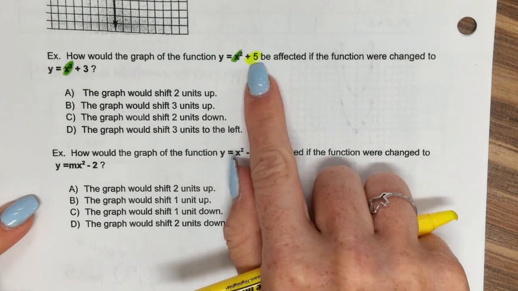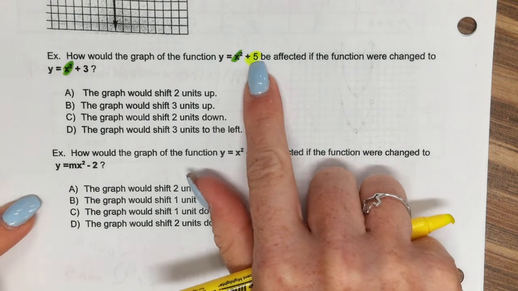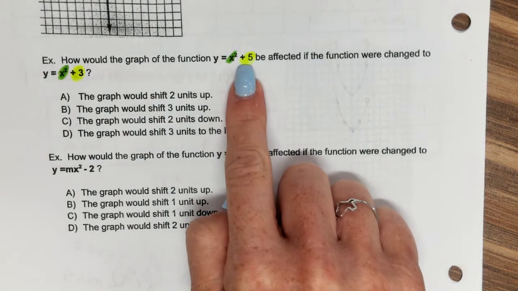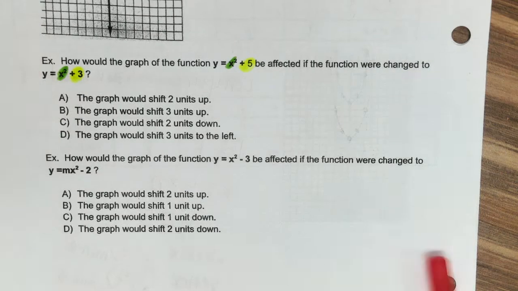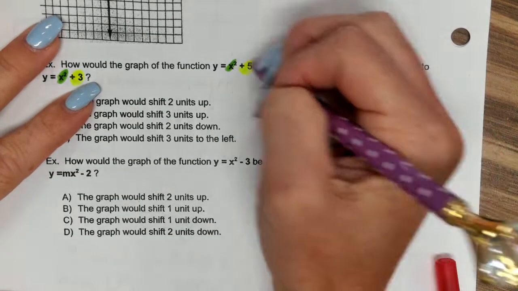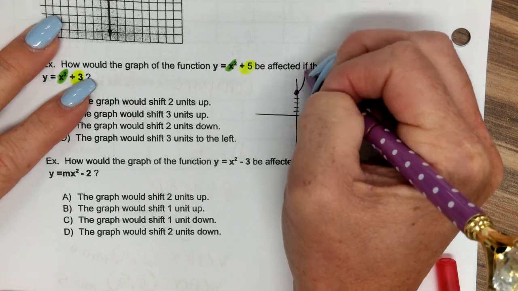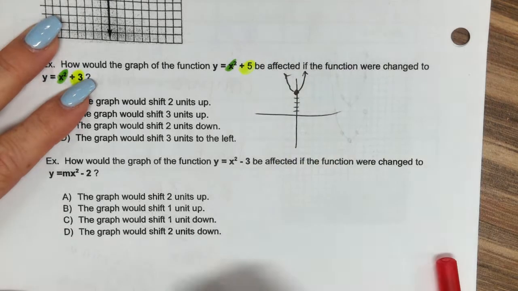This one's going to be up at positive 5, and this one's going to be up at positive 3. This is the one you started with, right? So if I graphed it, just so y'all can see, this one's going to be 1, 2, 3, 4, 5. It's going to be right here, and it's going to look like that. Everybody agree?